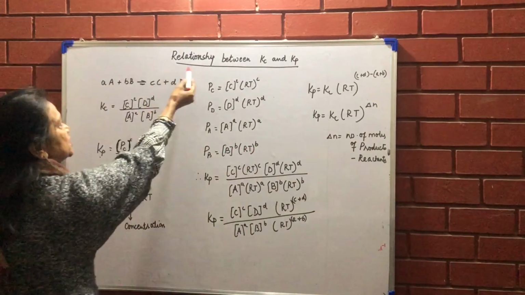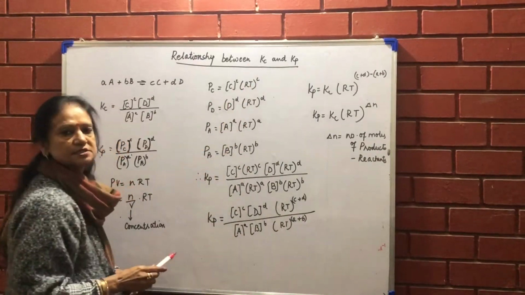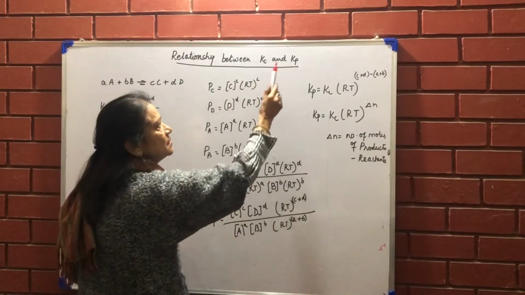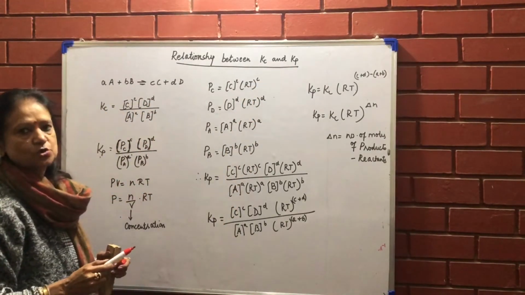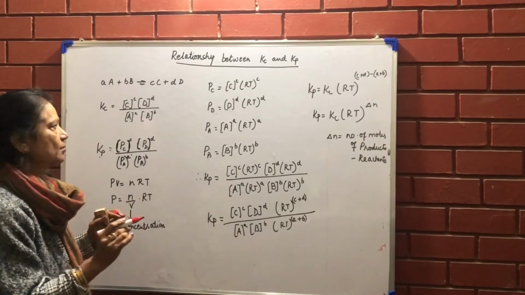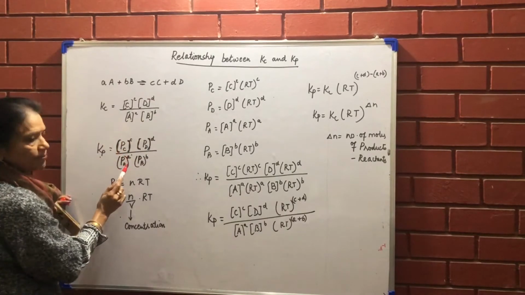I've written here the relationship between Kc and Kp. We've discussed Kc, which is an equilibrium constant. Similarly, I can use the word pressure constant. Supposing all my reactants are in gaseous form, in that case I can say Kp, similar to this, is product upon reactant.